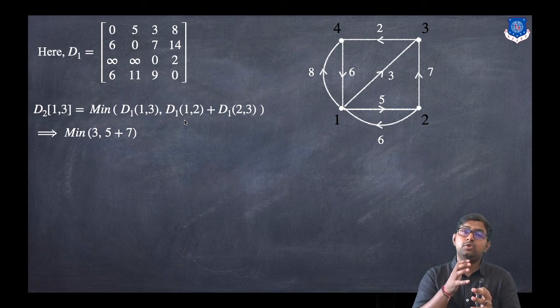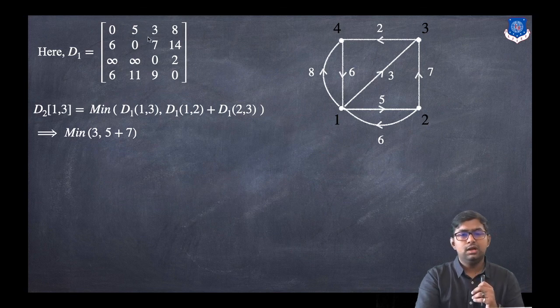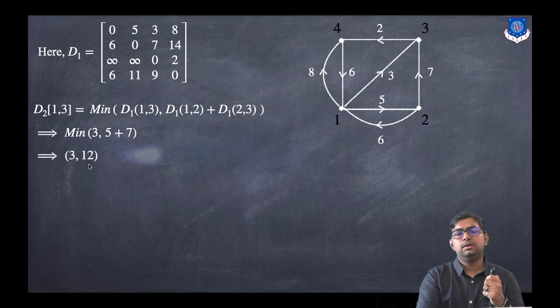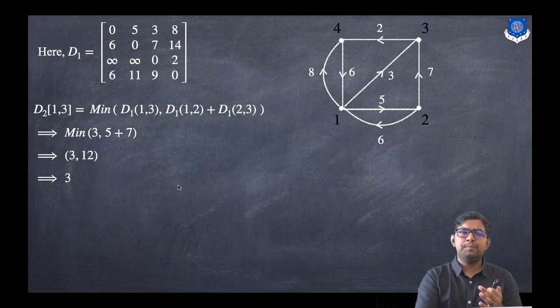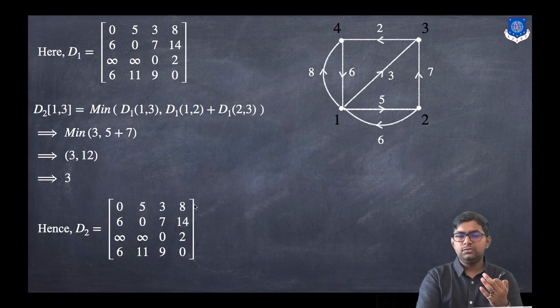Now for d2 of 1 3, we will put 2 in between. So that means 1 2 and 2 3. What is 1 2? That is 5. And what is 2 3? That is 7. So 5 plus 7. So the minimum entry is what? That is 3. So this 3 will be as it is. Fine. In the same manner you can calculate the entries. So you can see that there is no change in d2. So this will be the d2.